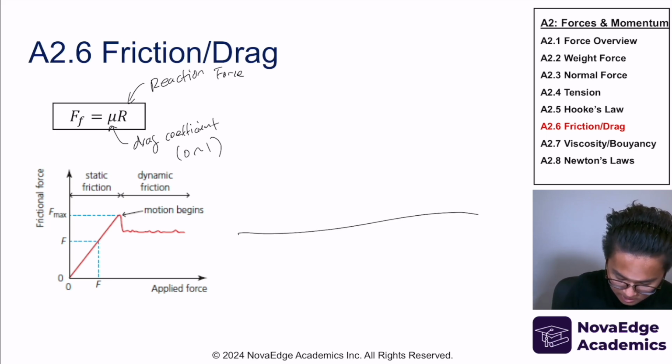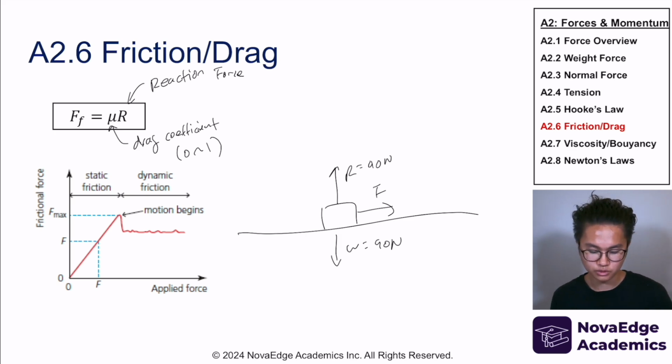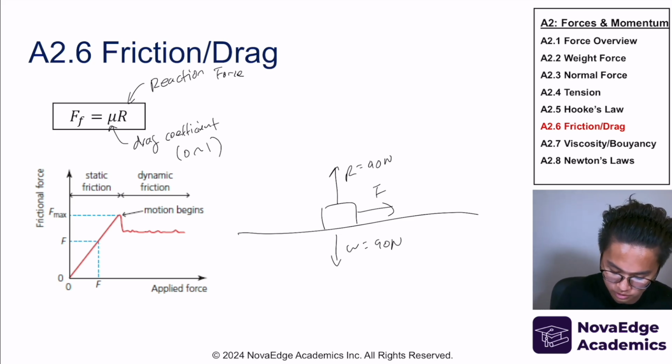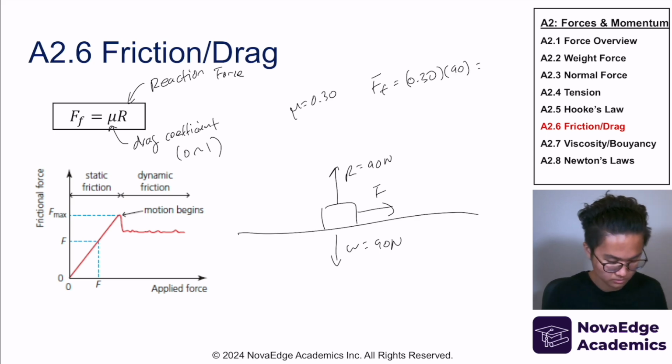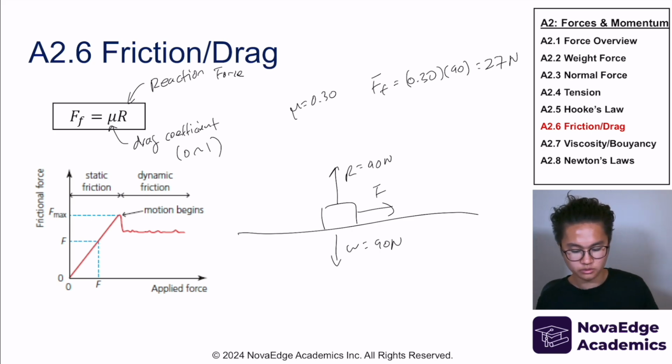Okay, so as an example, if I wanted to drag a box along this line, and there's a reaction force that's equal to the weight, so let's say 90 newtons. If the surface is really rough and it has a friction coefficient of 0.3, then I can calculate the force of friction equal to 0.3 times R, which is 90. That's going to give me 27 newtons. Okay, quite simple.